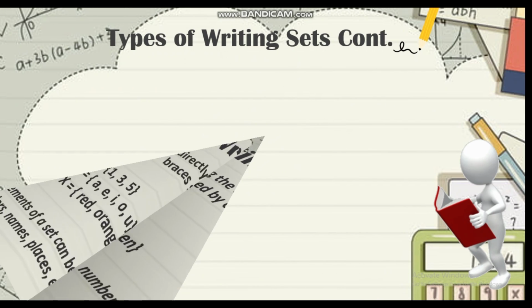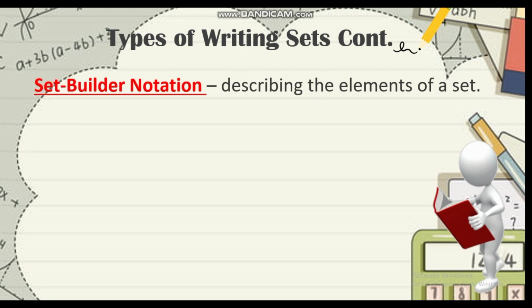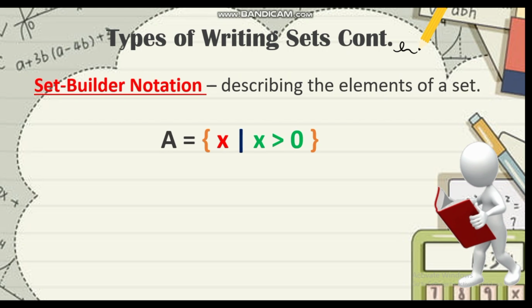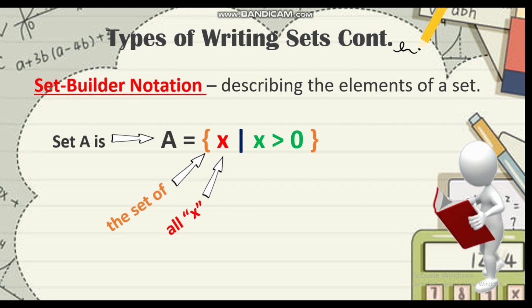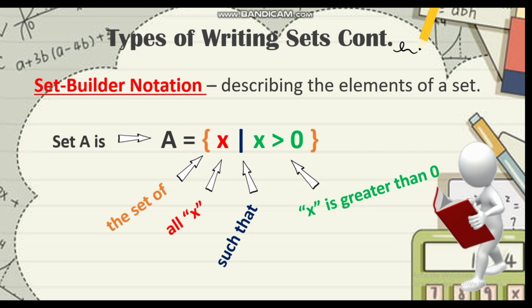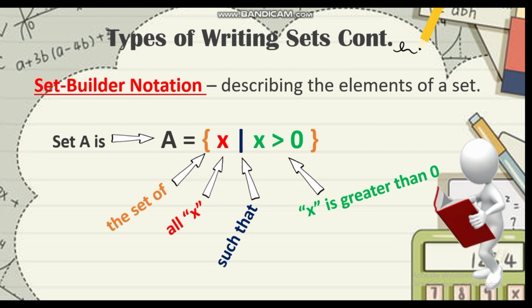Another type of writing a set is the set builder notation, which is simply describing the elements of a set. This is how it looks. How do we read that? Set A is the set of all x such that x is greater than 0. That is how it is read. This is how a set builder notation type of set looks.